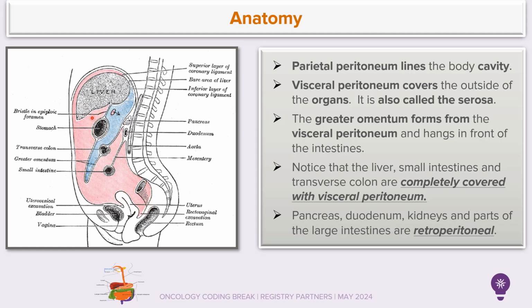So if there is a peritoneum, there's going to be a serosa over the organ, so the liver, the small intestines, and the transverse colon are completely covered with the visceral peritoneum. So it's going to have a serosa. Then we've got organs that are retroperitoneal: the pancreas, the duodenum, and other organs. There are a lot of lymph nodes back in here, and you will see retroperitoneal lymph nodes, and those mean that they are behind the peritoneum.